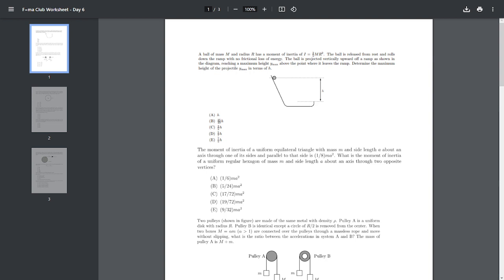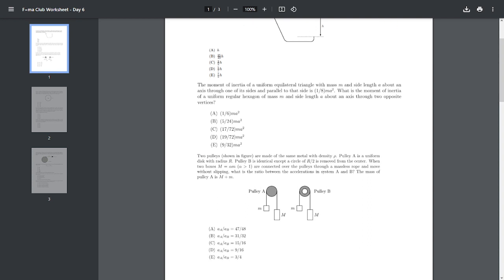The moment of inertia of a uniform equilateral triangle with mass m and side length a, about an axis through one of its sides and parallel to that side, is 1 over 8 ma squared. That was quite a mouthful. What is the moment of inertia of a uniform regular hexagon with mass m and side length a about an axis through two opposite vertices?